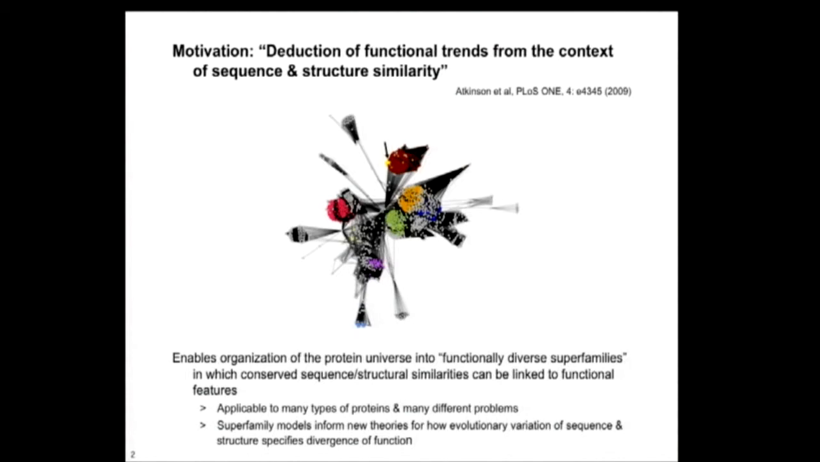So the motivation is to deduce functional trends from that context of sequence and structure similarity. So the networks I'm going to show you are based on pairwise comparisons of a very large number of sequences, or as many structures as we have in a set of evolutionarily related proteins, and then asking from the groupings or the clusters we get out of that, mapping those to functional attributes that we can pull down in an automated way or that we may have from experiment, can we make some inferences about the unknowns?